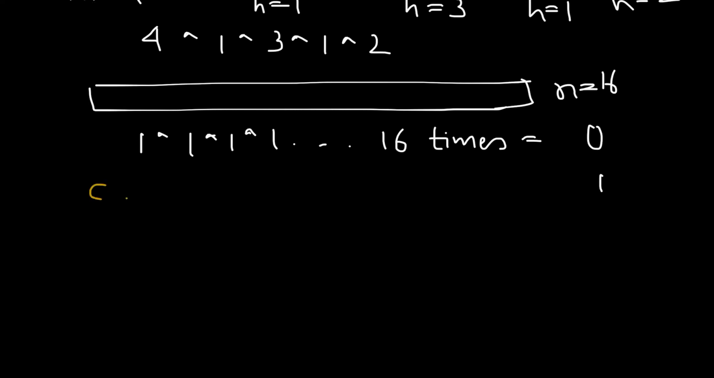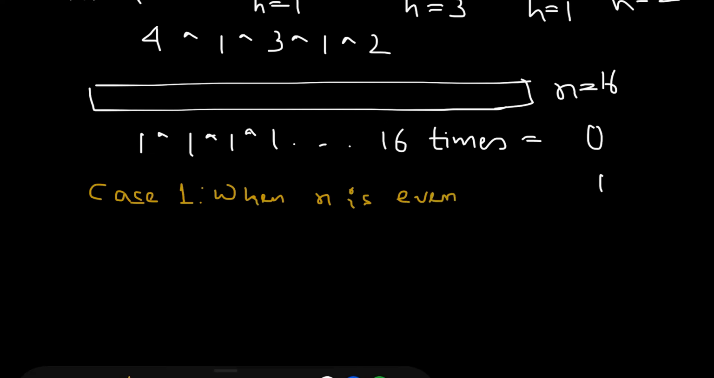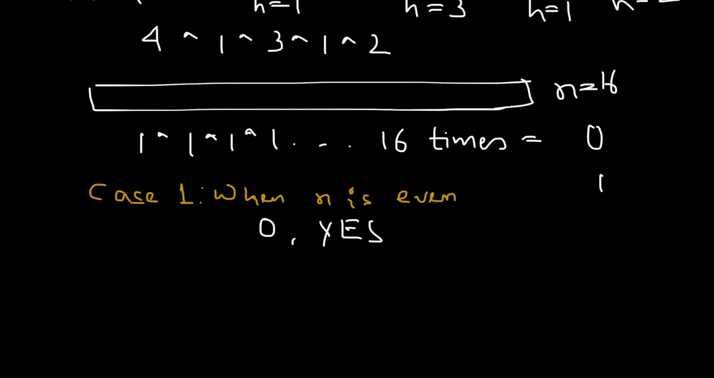So case one: when n is even. That is, the length of the array is even. That means we can divide the array into an even number of subarrays, right? If the value of n is 8, that means there are 8 elements, then we can divide it into 8 subarrays of length 1, and the h value for each of them will be 1. So 1 will be XORed an even number of times, and we know if something is XORed an even number of times, the result will always be 0, right? And so our answer will be yes. I hope you can get that.